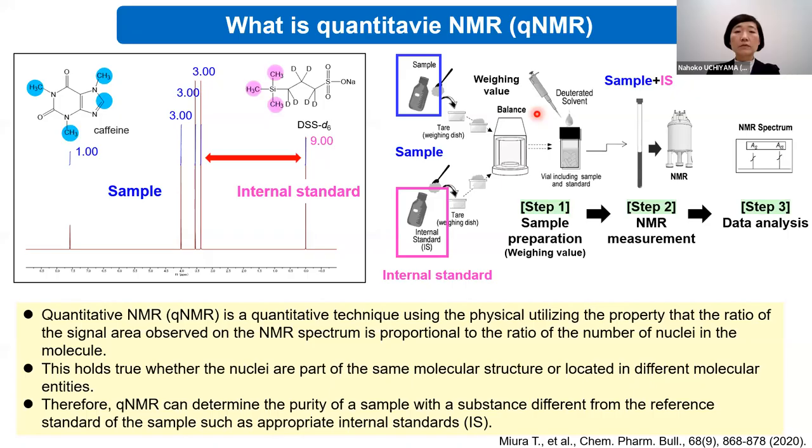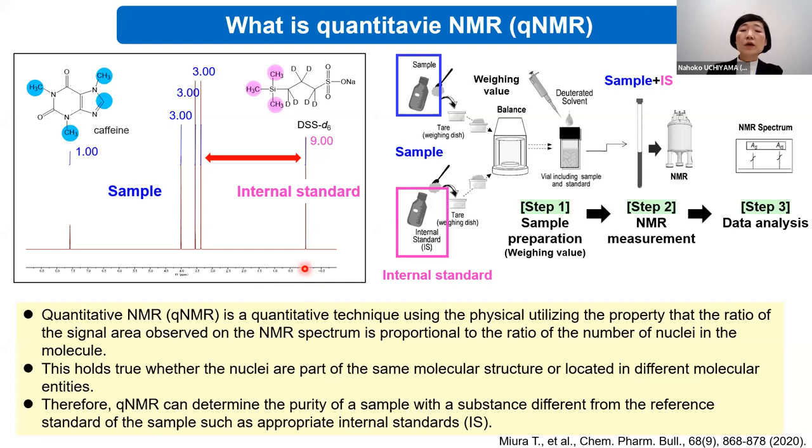qNMR is a quantitative technique utilizing the property that the ratio of the signal area observed on the NMR spectrum is proportional to the ratio of the number of nuclei in the molecule. This holds true whether the nuclei are part of the same molecular structure or located in different molecular entities. Therefore, qNMR can determine the purity of a sample with a substance different from the reference standard of the sample, such as appropriate internal standards.